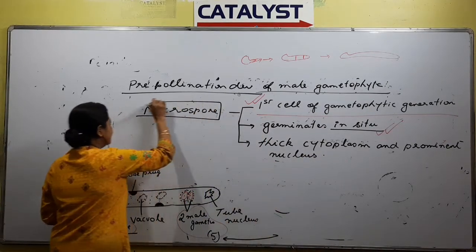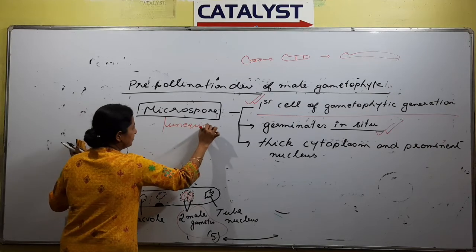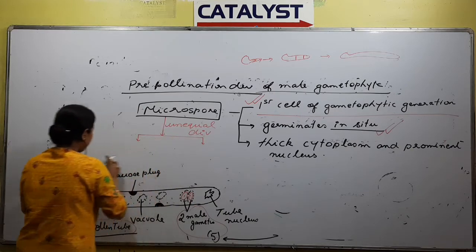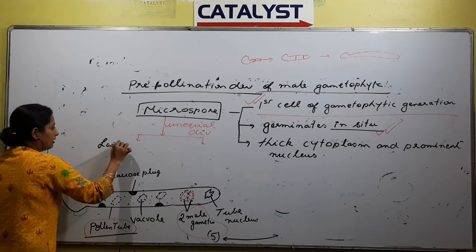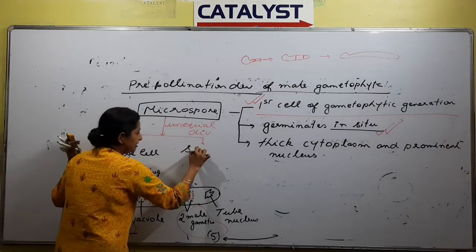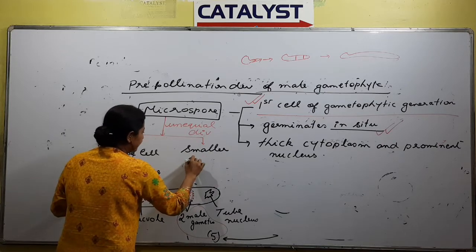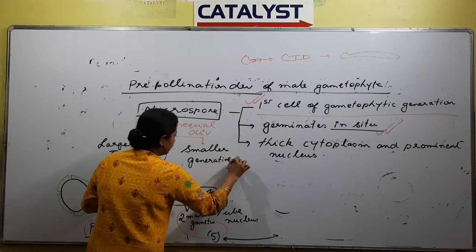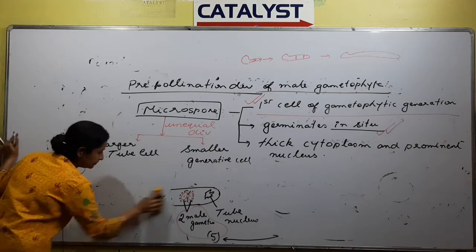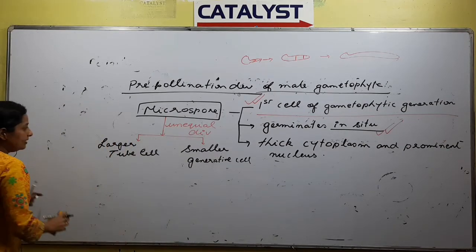Next, what does the microspore do? It divides. What kind of division? Unequal division, and it forms a larger tube cell and a smaller generative cell, right? Larger tube cell and the smaller generative cell.